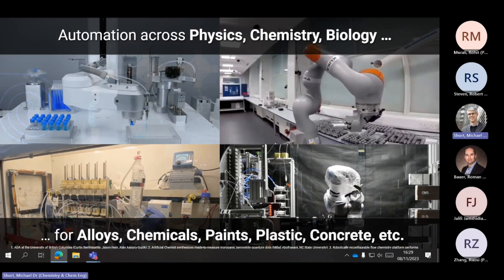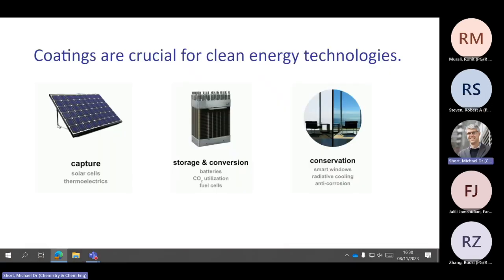Automation is ubiquitous in various domains, including physics, chemistry, and biology. For example, when we make alloys, chemicals, paints, etc., they all involve automation. Take coatings as an example. Coatings are crucial for clean energy technologies. For example, they can be used in energy capture, such as solar cells, and also in energy storage and conversion, such as batteries, and in energy conservation, for example, smart windows.